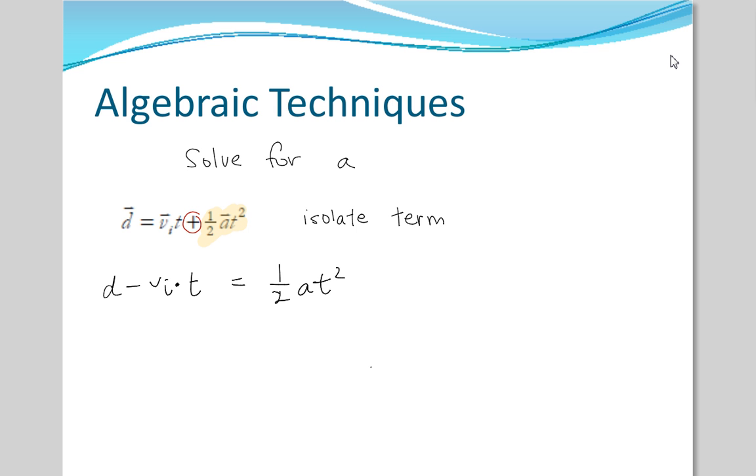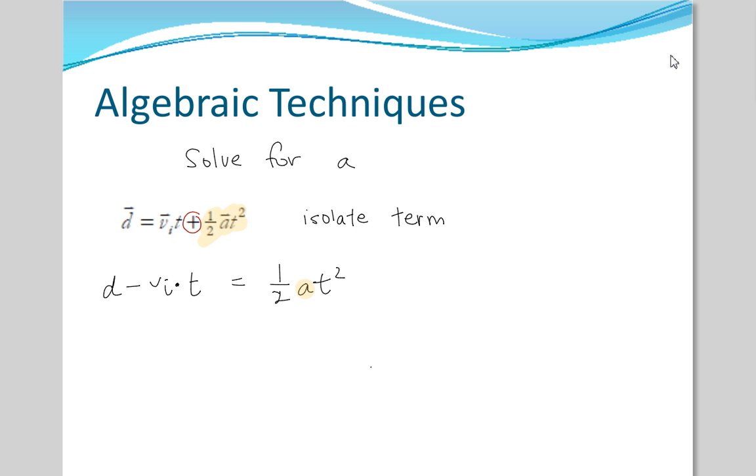Now, I want to isolate A. You guys agree? So what needs to get moved? The 1/2 and the t squared. Now it's okay to divide. Why? Because they're just multiplying in there. There's no more addition or subtractions in there. So you can divide by 1/2 t squared.